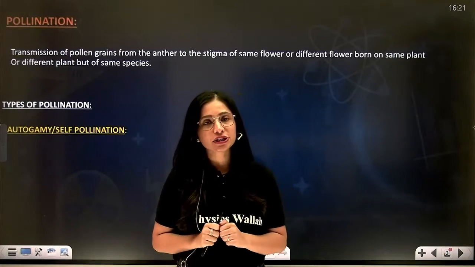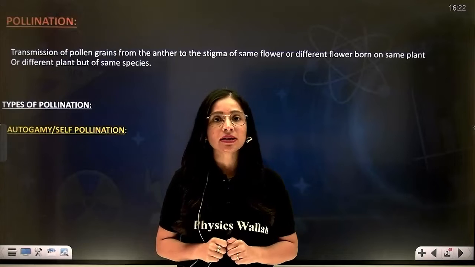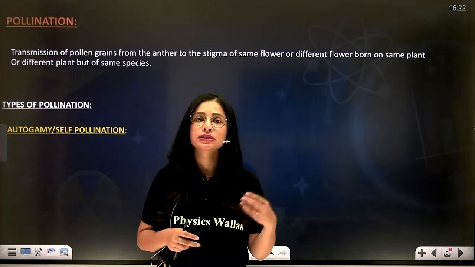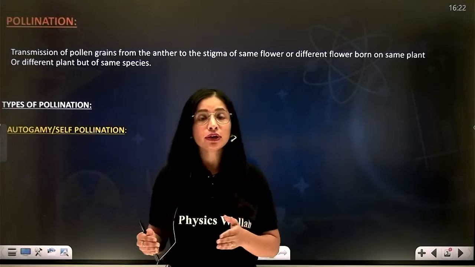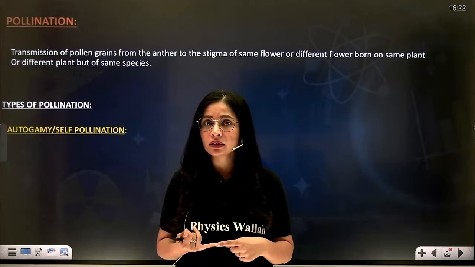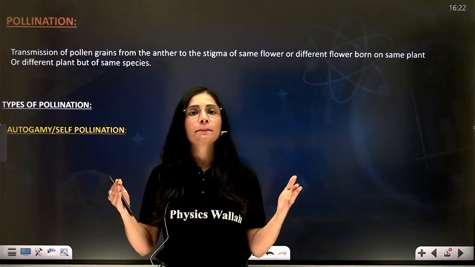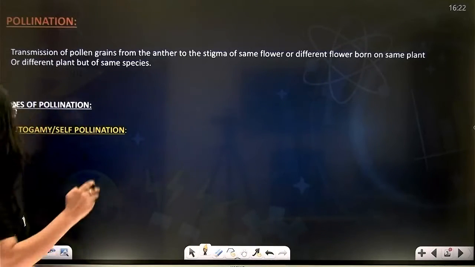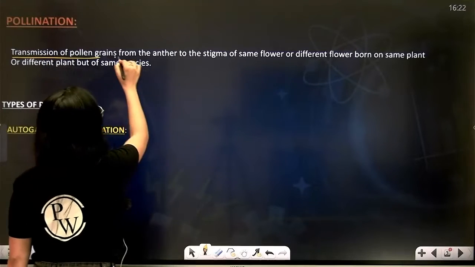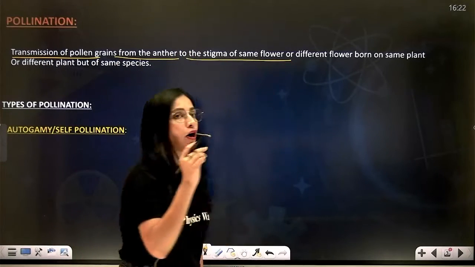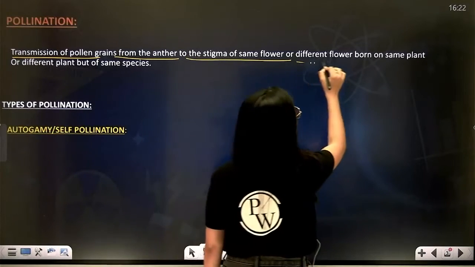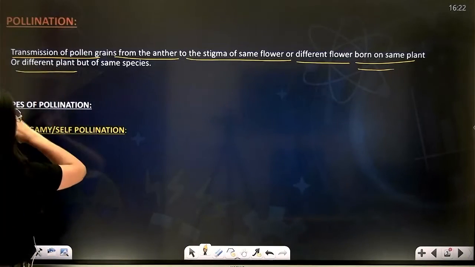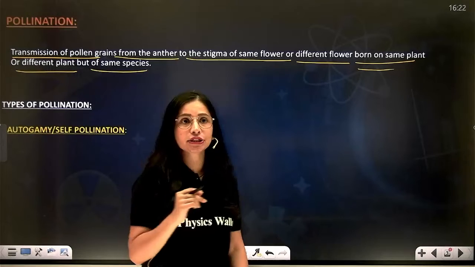Now what is pollination, beta? Pollination simply means the transmission of pollen grains from the anther to the stigma of the same flower, or different flower but born on the same plant, or different plant but of the same species. So let's read the definition written on the screen. Transmission of pollen grain from the anther to the stigma of either the same flower or different flower but born on the same plant, or again different plant but of the same species.